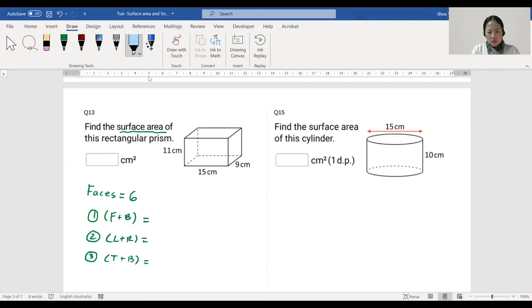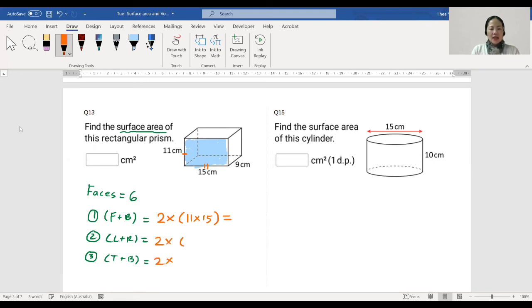Can you just tell me, I'm doing the front and the back. This is my front. Front and the back are the same. So if I just look at the front rectangle, I can just double up. 2 times 11 times 15. 11 times 15. Excellent. Good job. I will calculate a little bit later.